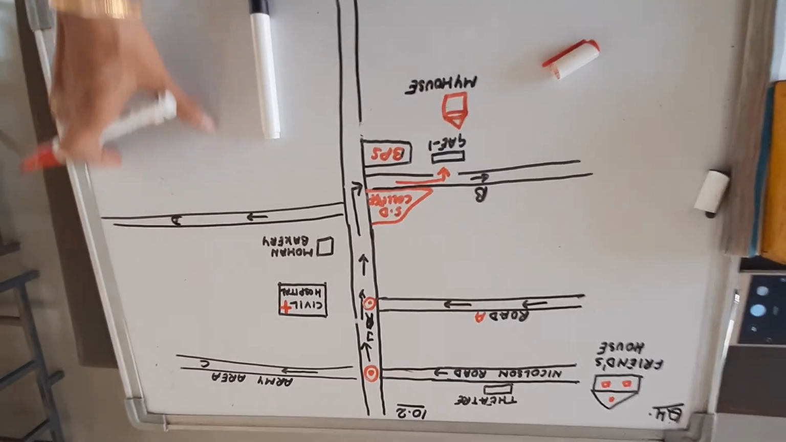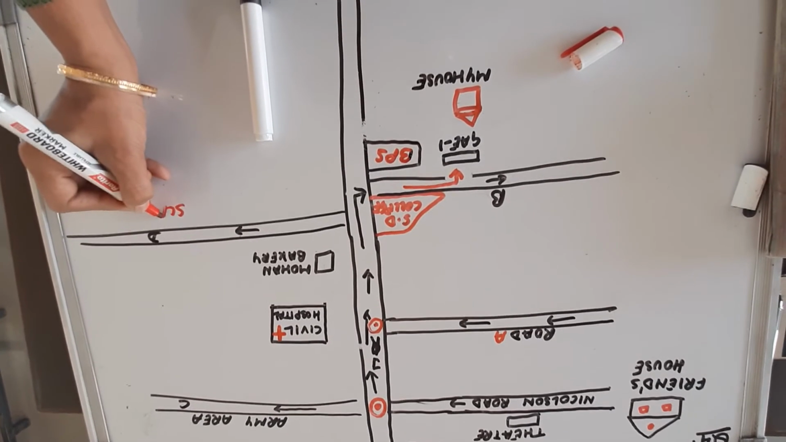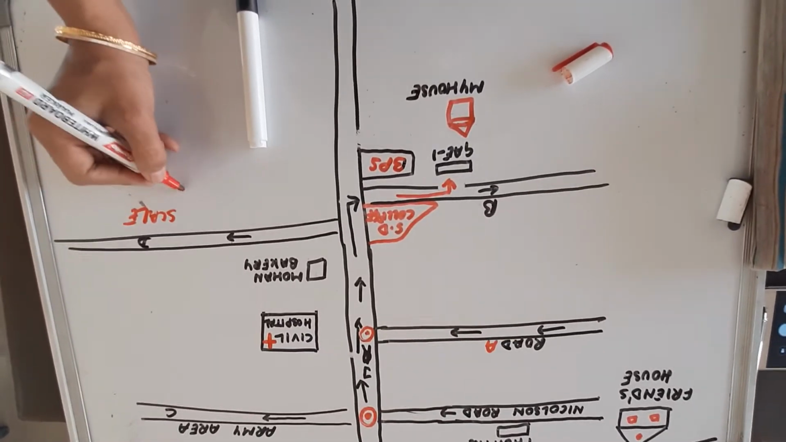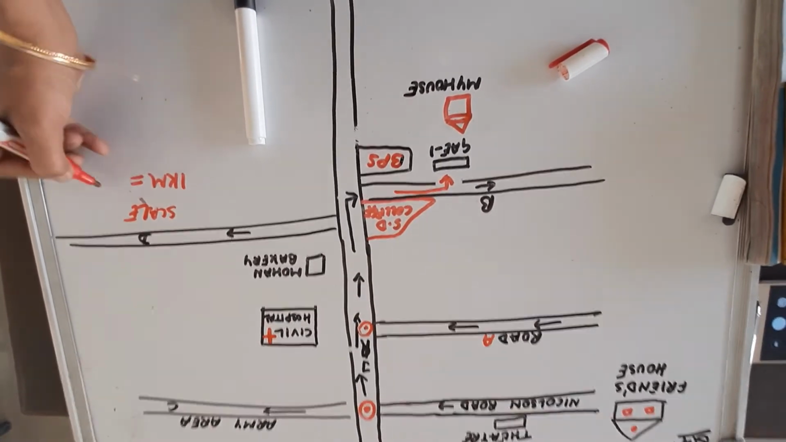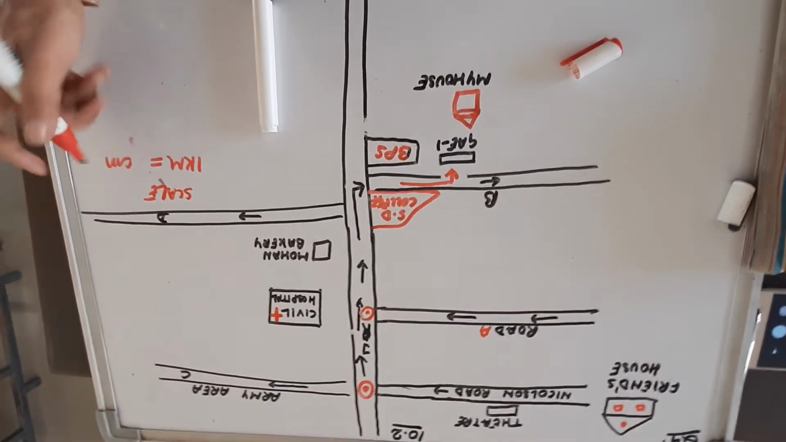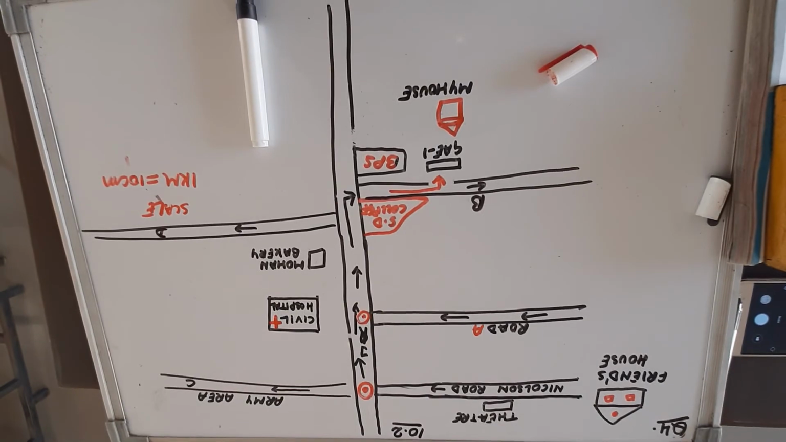So you have to mention the symbols also, and you can write the scale as 1 kilometer is equal to 1 centimeter. You can represent like this, or 1 meter is equal to 10 centimeter like this. So do this in your notebook.